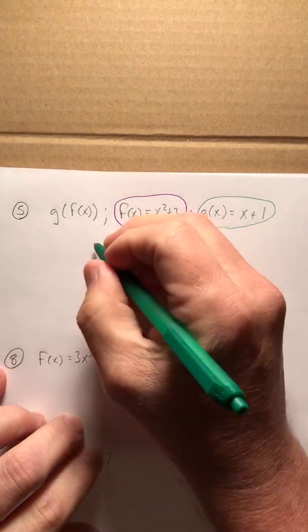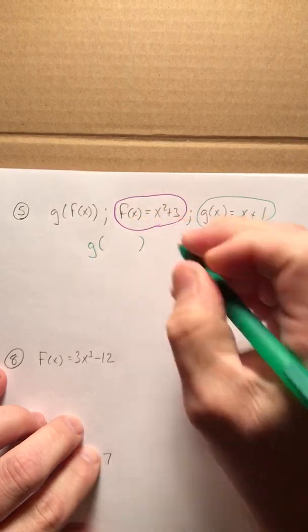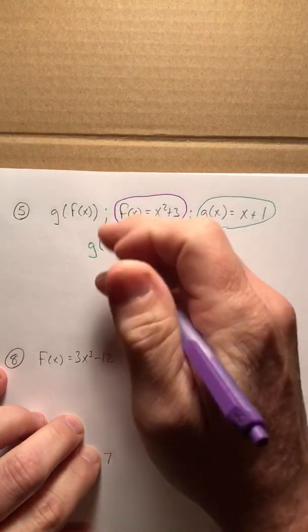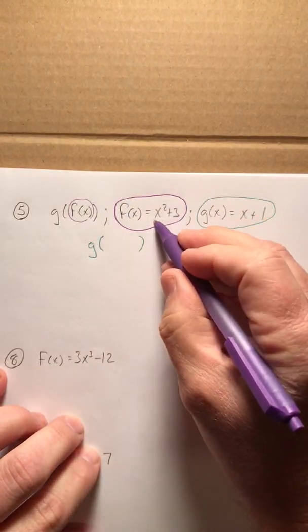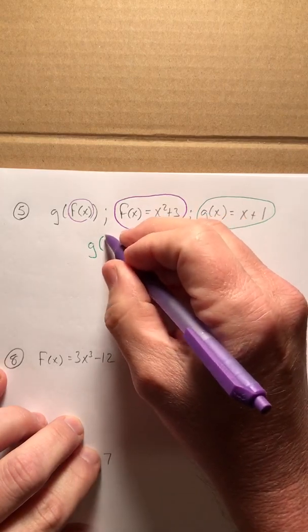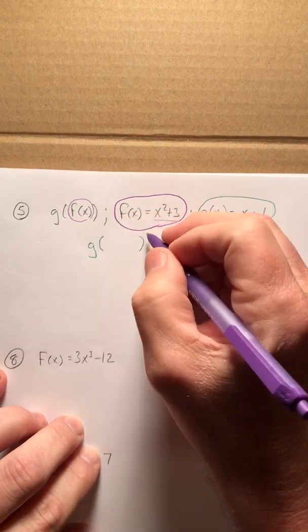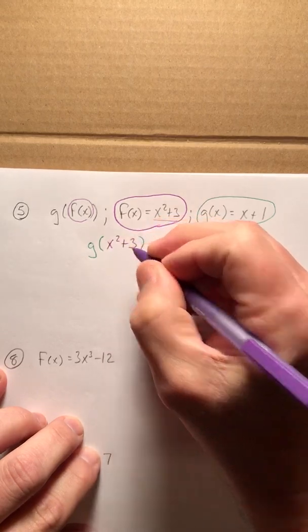So g is the green function, so we don't do anything with that right now. We just write g of. All right. Now what we're going to do is we're going to take out the f of x function and we're going to replace it with what it's equal to. In this case, it's equal to x squared plus 3. So inside the parentheses where the f of x was, we're going to put in x squared plus 3.